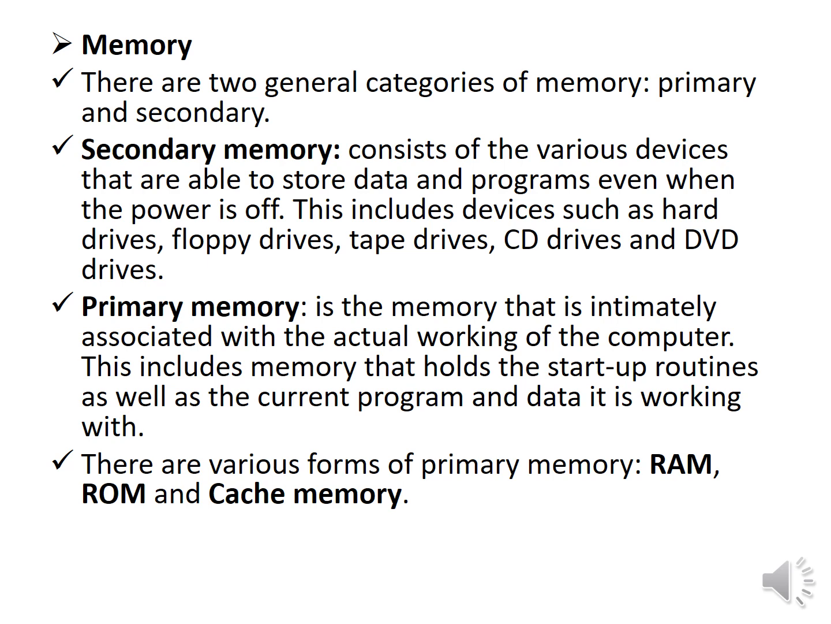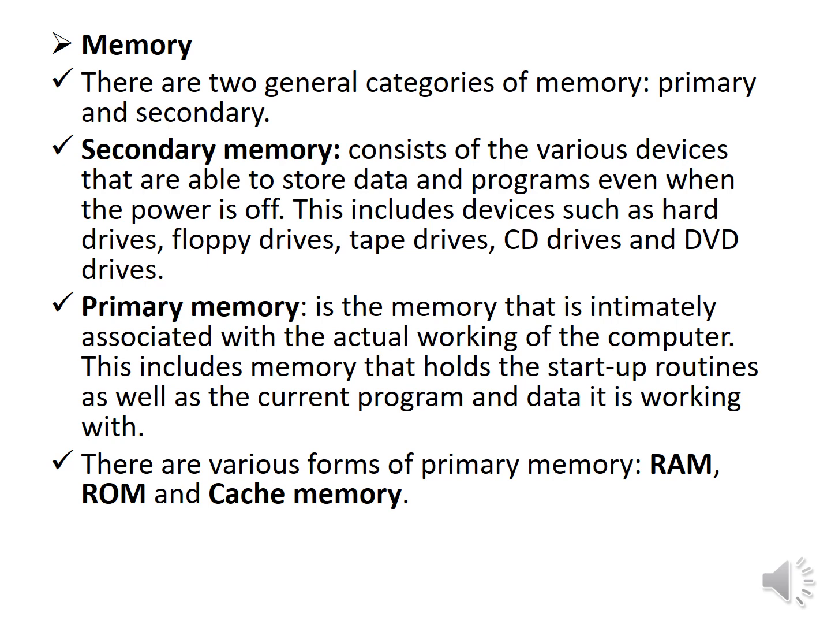Memory, as I said, are devices which are used to store data. There are two types of memory, secondary memory and primary memory. Secondary memory consists of various devices that are able to store data and programs even when the power is off. This includes devices such as hard drive, floppy drive, tape drive, CD drive, DVD drive, flash disk, external hard disk, and so on. Primary memory is the memory that is intimately associated with the actual working of the computer.